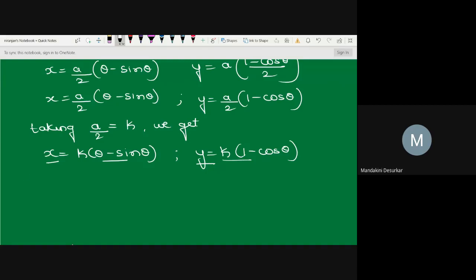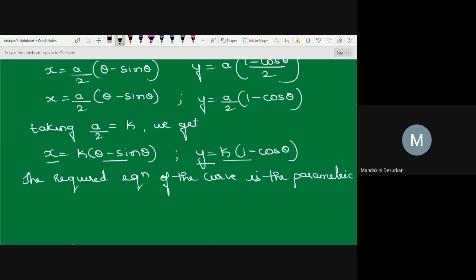So the required equation of the curve is the parametric form of a cycloid. This is a conclusion. Or else, if you want, you can write the concluding line.